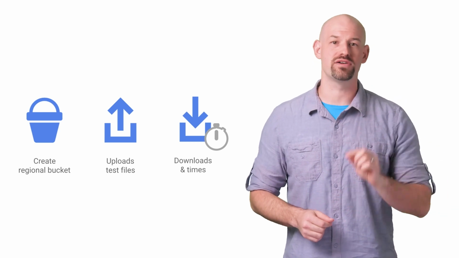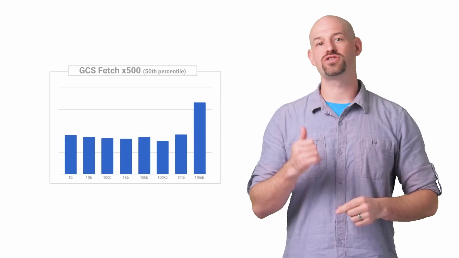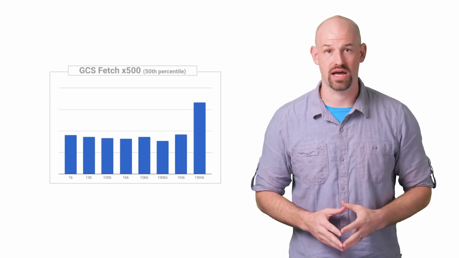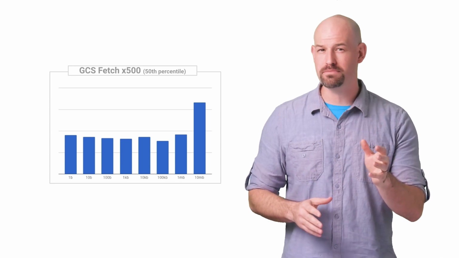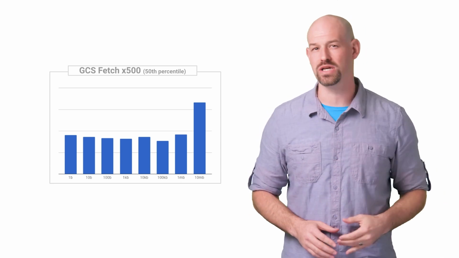To figure this out, I wrote a very simple script, which creates a regional bucket, creates a bunch of files at a bunch of different file sizes and uploads to that bucket, and then downloads each one of those files 100 times via HTTP fetch with caching disabled. That's important to know. This graph shows the 50th percentile for those times, and that for fetches under 1 megabyte, we can see very consistent read performance.